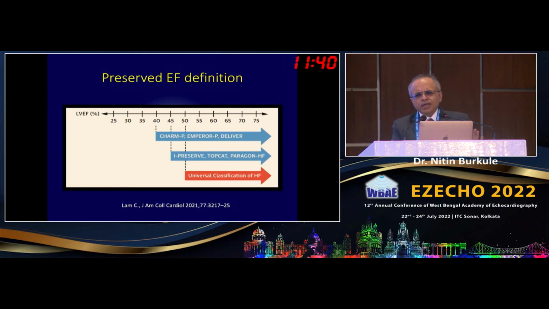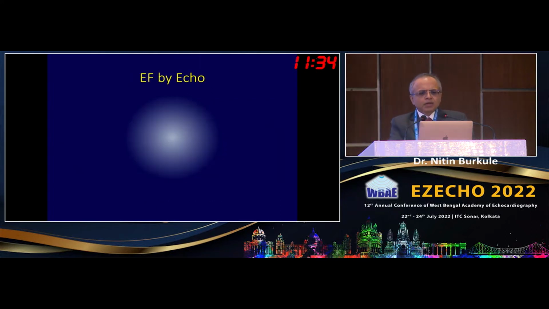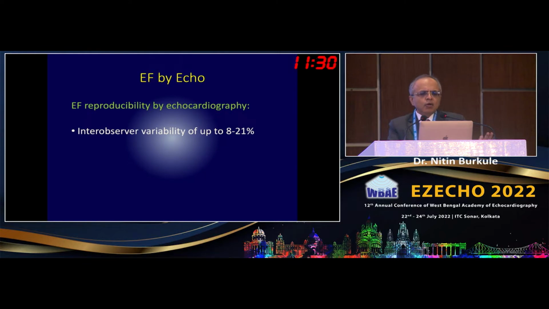Can EF by echo be so accurate to pick up this narrow band of EF? I don't think so. Let us look at the reproducibility of EF by echocardiography. The inter-observer variability in various studies is anywhere from 8 to 21%. Your intra-observer variability itself can go from 6 to 13%. So it is virtually impossible that you are going to pick up this 41 to 49 bandwidth. That is the first thing. So we are fooling ourselves.